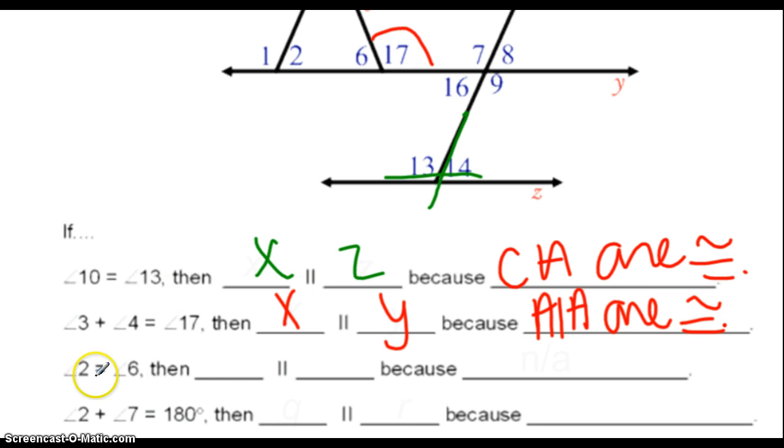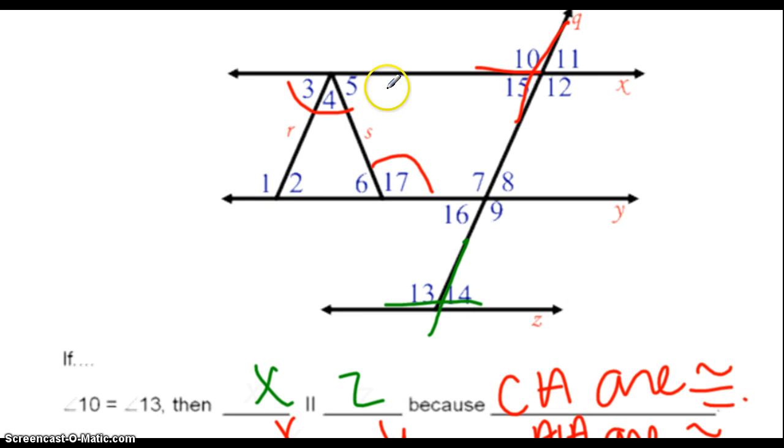Okay? Let's look at our next one, which says 2 and 6. If I go back up to my drawing, I'm going to delete my sketches. If I look at 2 and 6, 2 is here and 6 is here. If these lines were parallel, they would not be congruent, they would be same side interior. And if they were supplementary, then R would be parallel to S.